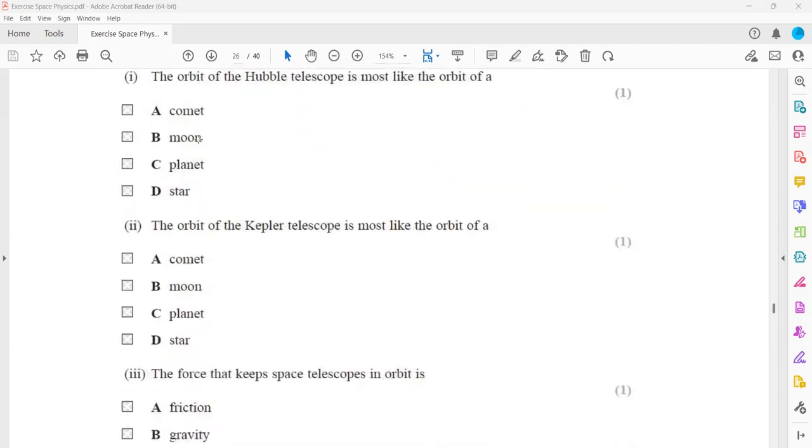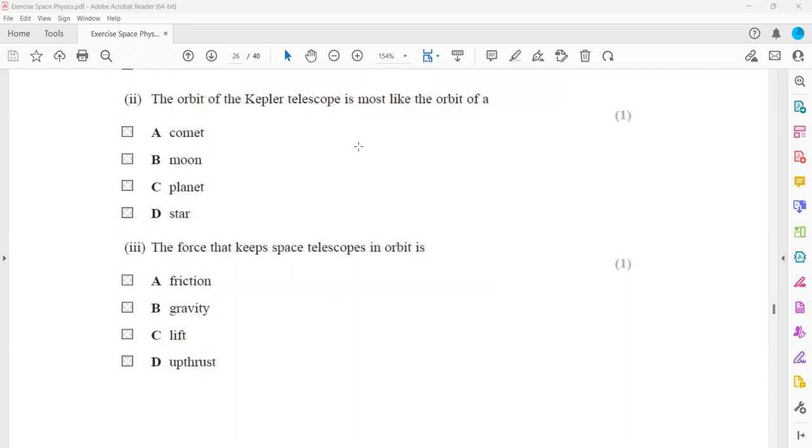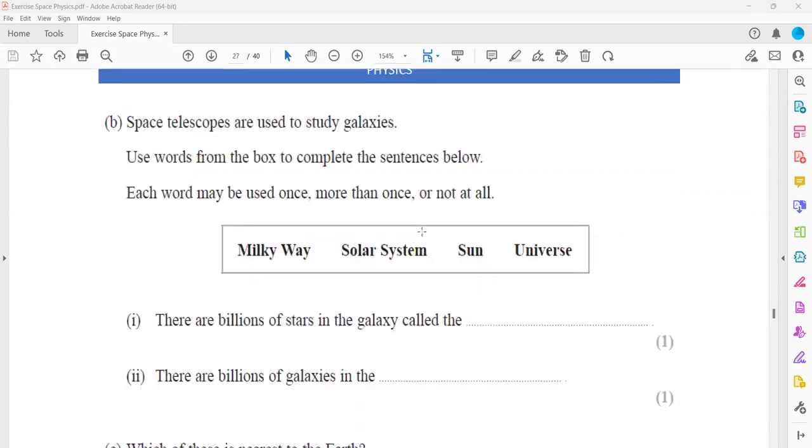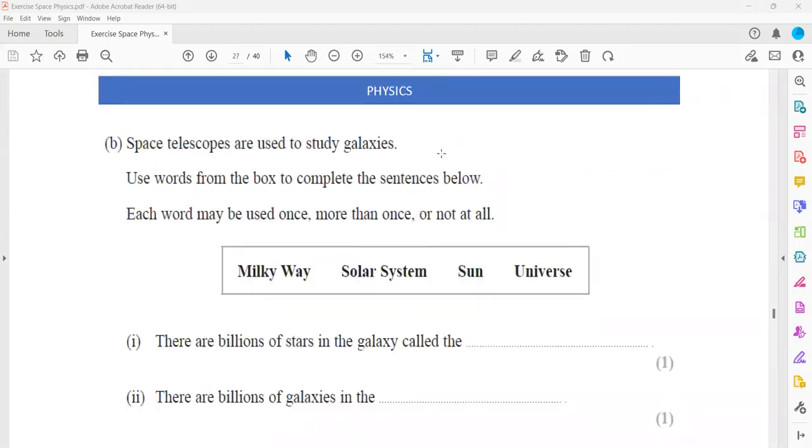So you can use screen annotation. What is the right answer? The orbit of the Kepler telescope is most likely to be the orbit of a planet, because the planets are orbiting the Sun. That's why it is likely to be an orbit like a planet. The force that keeps the space telescope in orbit is, that's right, the gravitational force, which is responsible for keeping these telescopes orbiting the Sun as well as the Earth.